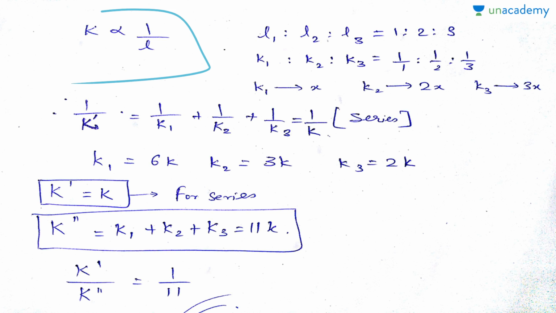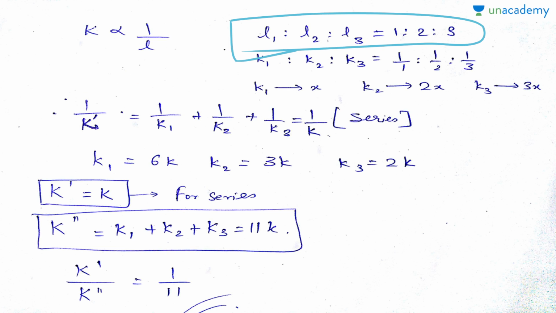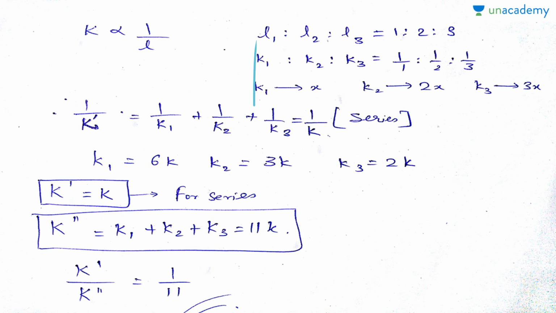As I discussed earlier, the spring constant is inversely proportional to the length, and the ratio of the length is given, that is 1 is to 2 is to 3. So we will next find the ratio of the spring constant, that is K1 is to K2 is to K3. So that is 1 is to 1 by 2 is to 1 by 3. Now let us suppose that it is equal to some constant x. So K1 becomes x, K2 becomes 2x, K3 becomes 3x.